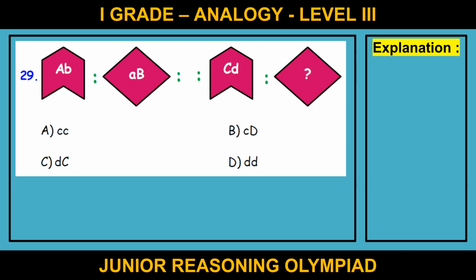Great job. Look at the first pair. Ab becomes aB. The capital and small letters change their positions. The first letter becomes small. The second letter becomes capital. Now look at Cd. C is capital and d is small. If we follow the same rule, C becomes small c and d becomes capital D, so we get cD. Let's see the options. Option A, CC. Option B, cD. Option C, DC. Option D, DD. The correct answer is option B, cD.